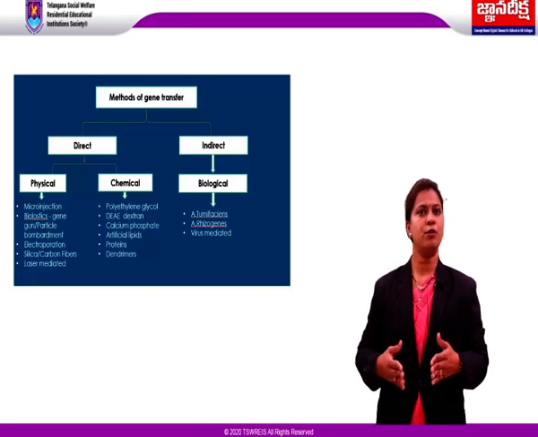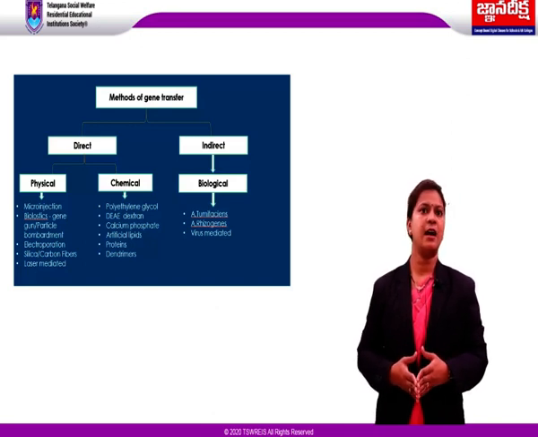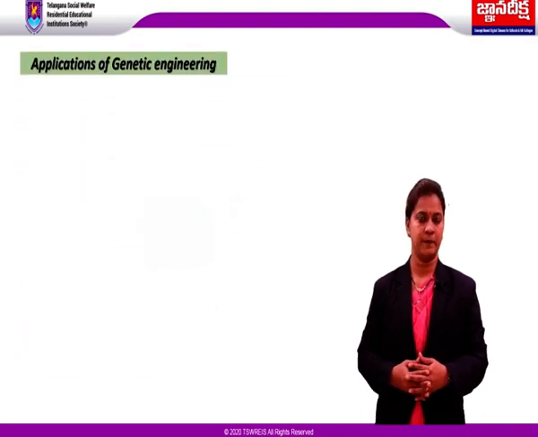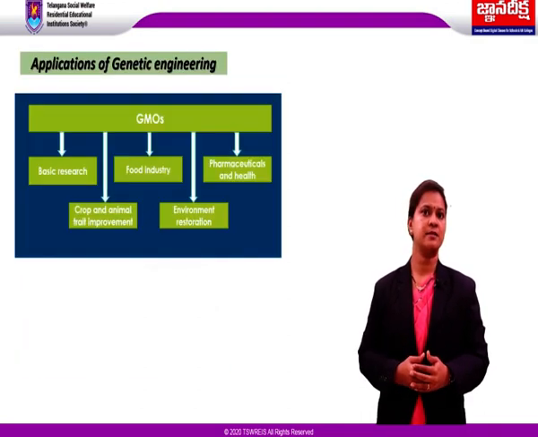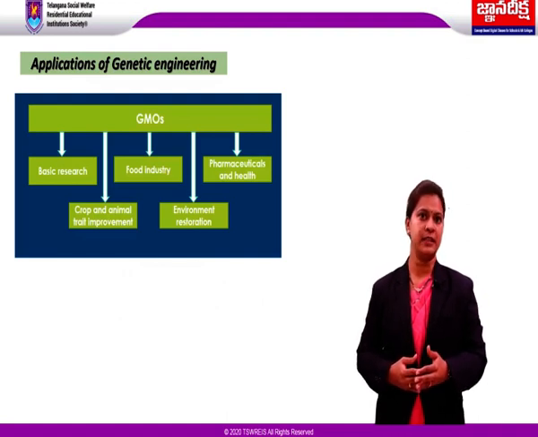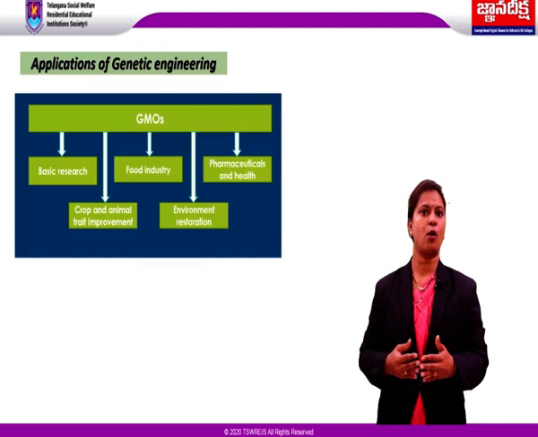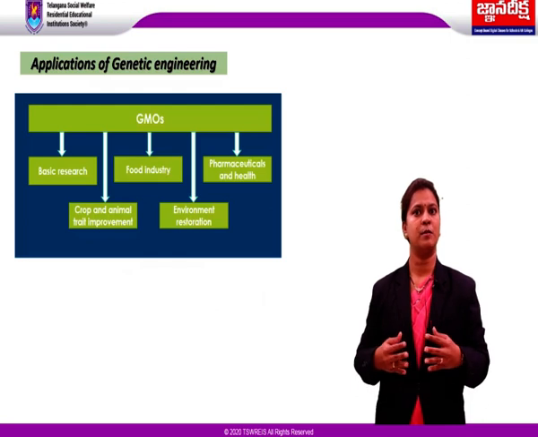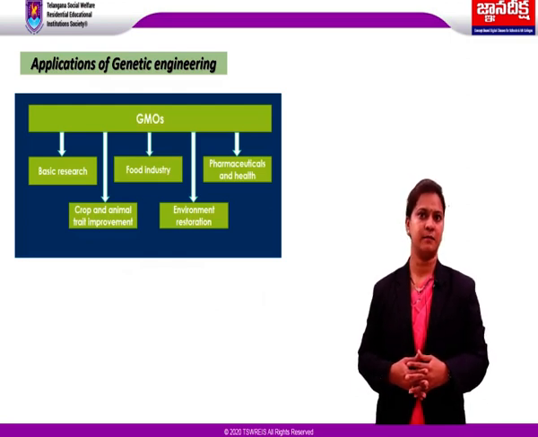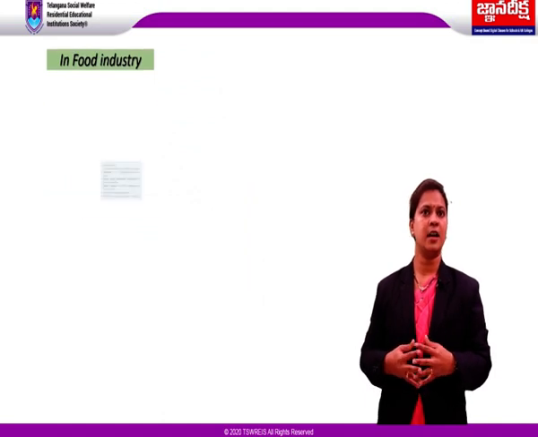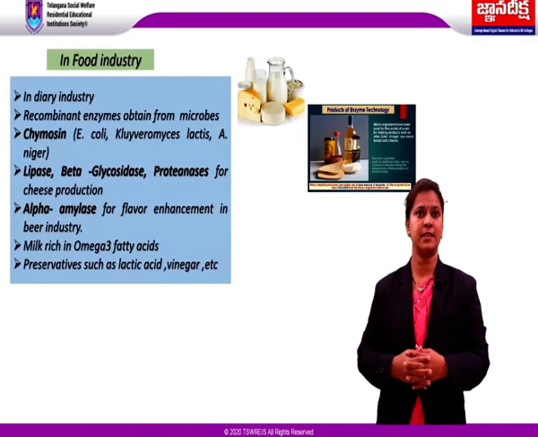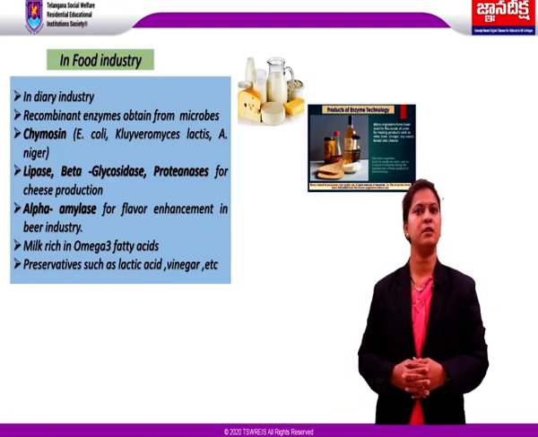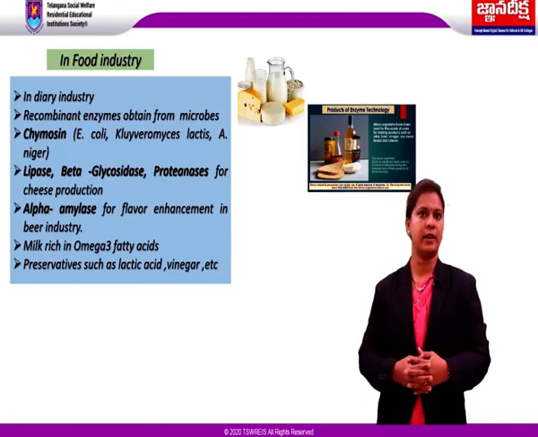Now, talking about the most interesting part of this session, applications of genetic engineering. Genetically modified organisms that are obtained can be used in various fields such as basic research, crop and animal trait improvement, food industry, environmental restoration, pharmaceuticals and health industries. When we talk about applications in the food industry, in dairy industries, genetic manipulating techniques are currently extensively used in enhancing the performance of microorganisms in dairy product processing.